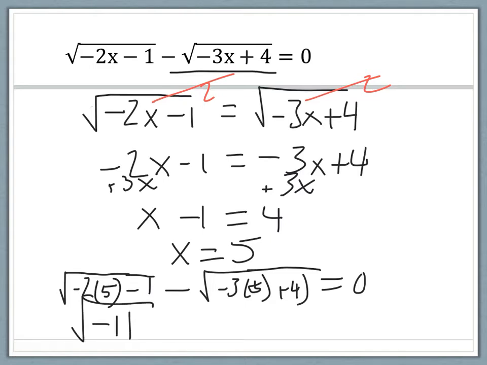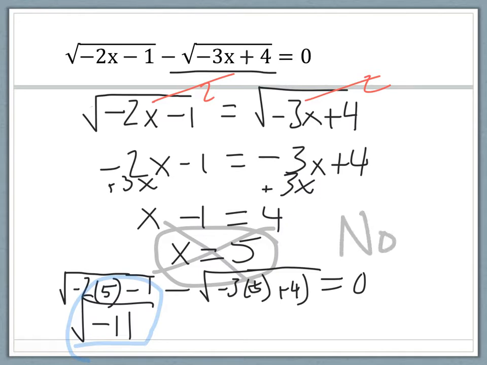Now I'm going to just stop right there. If we look at this, I have the square root of a negative 11. Remember, anytime I square root a negative, it's imaginary. So that cannot be a real solution. So right away, once I see that, I know that x equals 5 is not going to work. So this is going to be no solution. The reason why it's no solution is when I plug it in, I have a square root of a negative, which we know is a no-no when we're talking about real solutions.